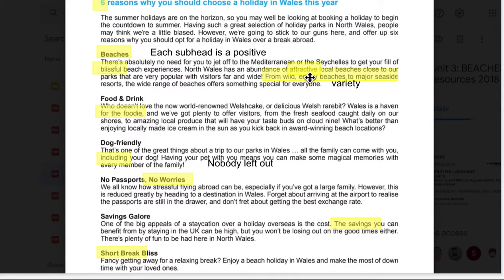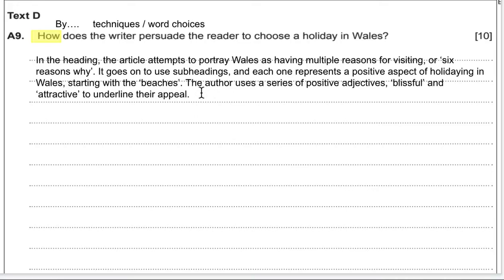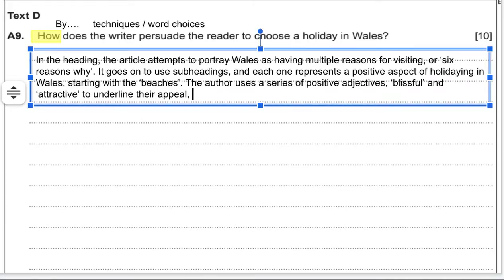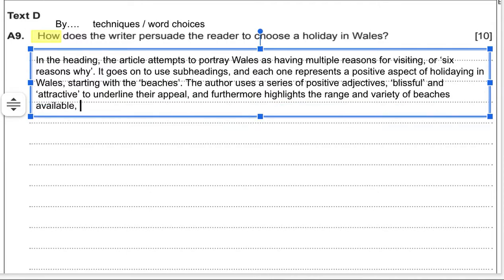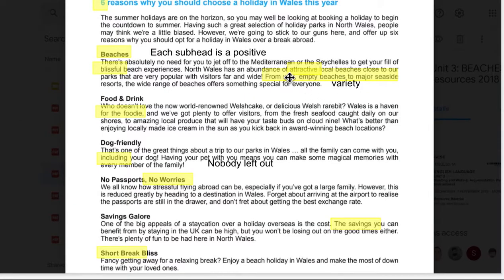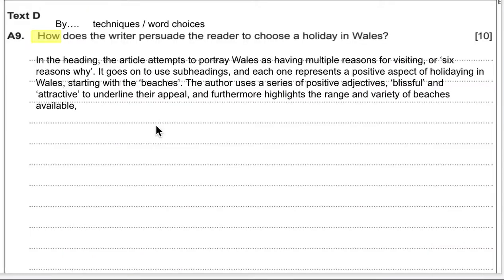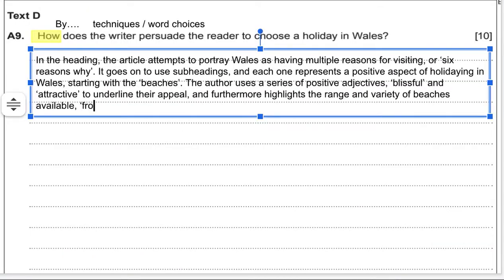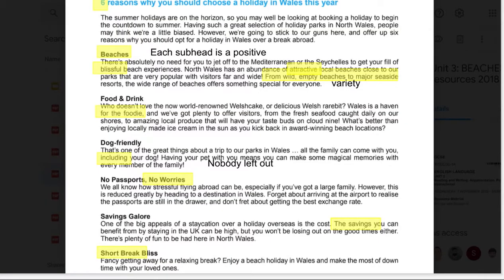And I want to talk about the variety. And furthermore, highlights the range and variety of beaches available. Embed the quote. From wild empty beaches to major seaside resorts. Okay, moving on.